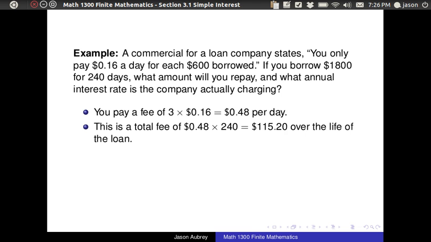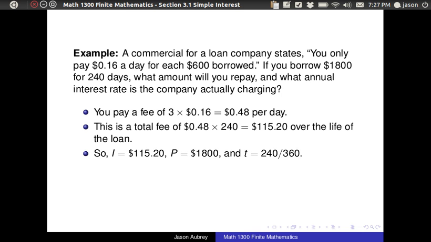You borrowed the money for 240 days, so you're going to have to pay 48 cents a day for 240 days as your interest, and that comes to $115.20 over the life of the loan. So we know the interest amount we have to repay, $115.20. We know the principal, the amount that we borrowed, that was $1,800.